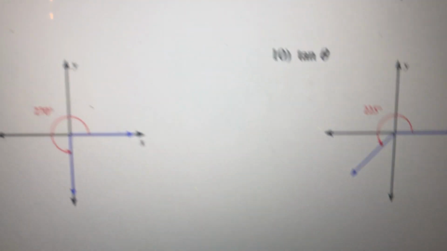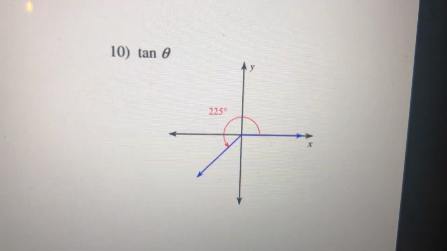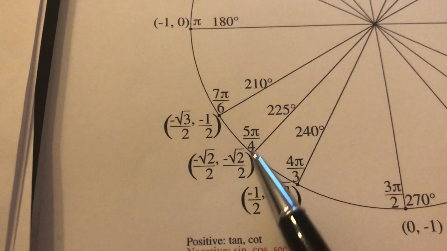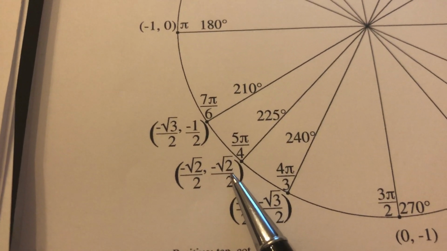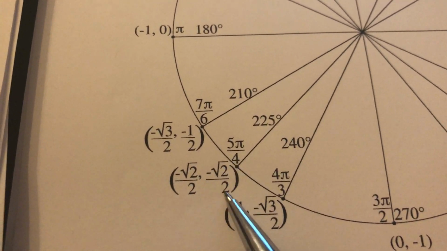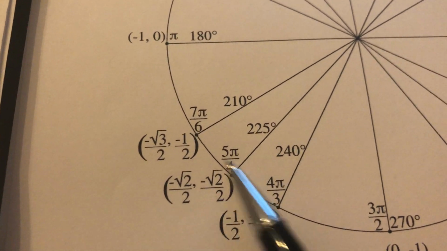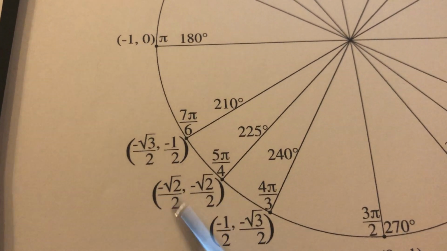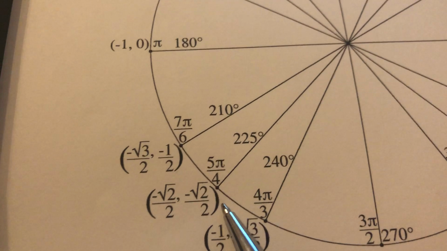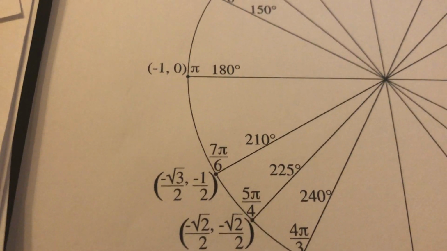I don't know. Why don't we do this one? What is the tangent of 225 degrees? So I'm going to go to my unit circle, and I'm going to go down here to 225 degrees. What is my tangent? Well, my tangent is y over x. So this over this is just 1, right? They're both the same thing, so anything over itself is 1. So the tangent at 225 degrees is 1.